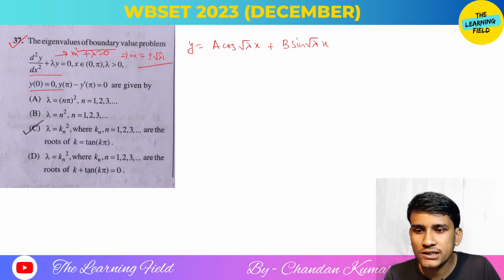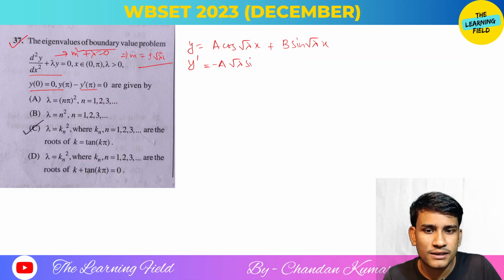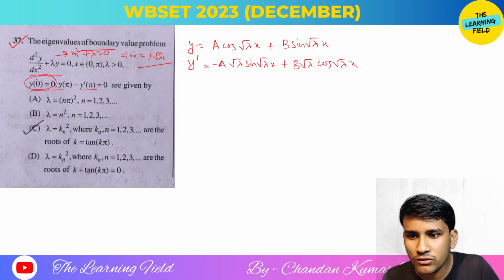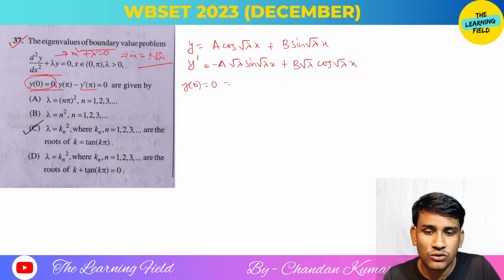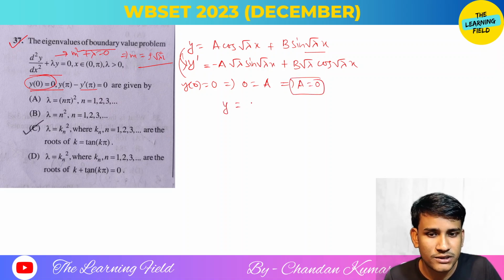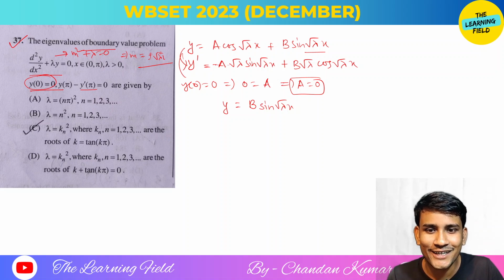So it is given y(0) and y dash, so we can first find y dash. y dash equals minus a root lambda sin(root lambda x) plus b root lambda cos(root lambda x). Now first it is given y(0) equal to 0. If we apply y(0), we get 0 equal to a, and this other term is 0, so a equals 0. Now the solution becomes y equal to b sin(root lambda x). The differentiation of the a term is irrelevant because it is not present.